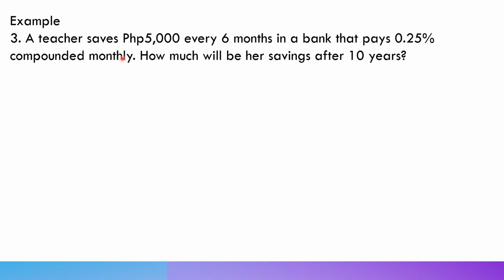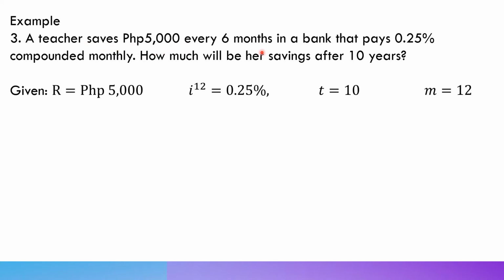Okay, so this is compounded monthly, and then the teacher is depositing the money every 6 months, semi-annually. So, this is the given. R is 5,000. The nominal rate is 0.25%. Our term is 10 years and m is 12. So our m is 12 because of this compounded monthly.